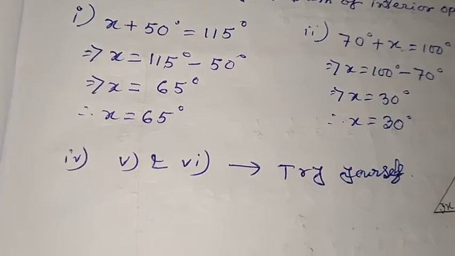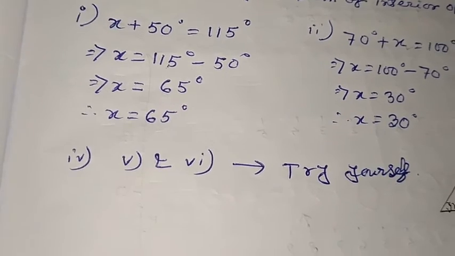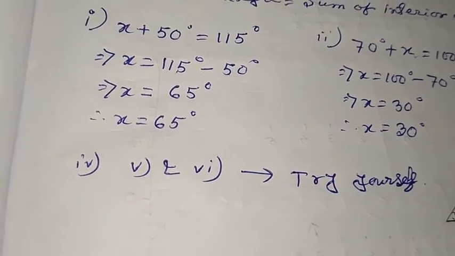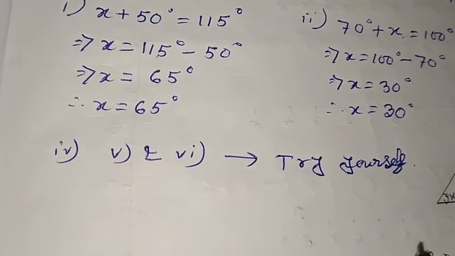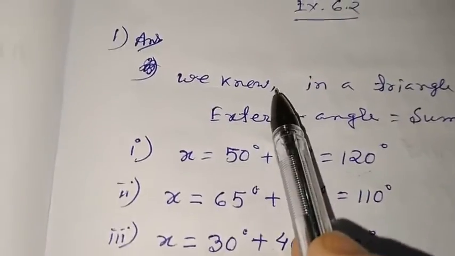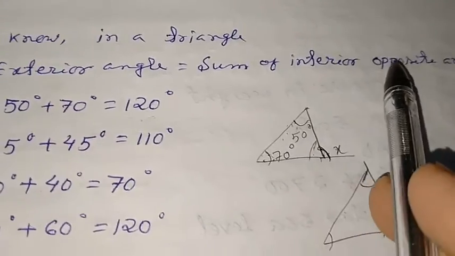And the remaining problems, that means number 4, 5, 6, you can try yourself. Okay, all the remaining problems of question number 2 are similar. You just have to use this formula, that exterior angle equals the sum of interior opposite angles.